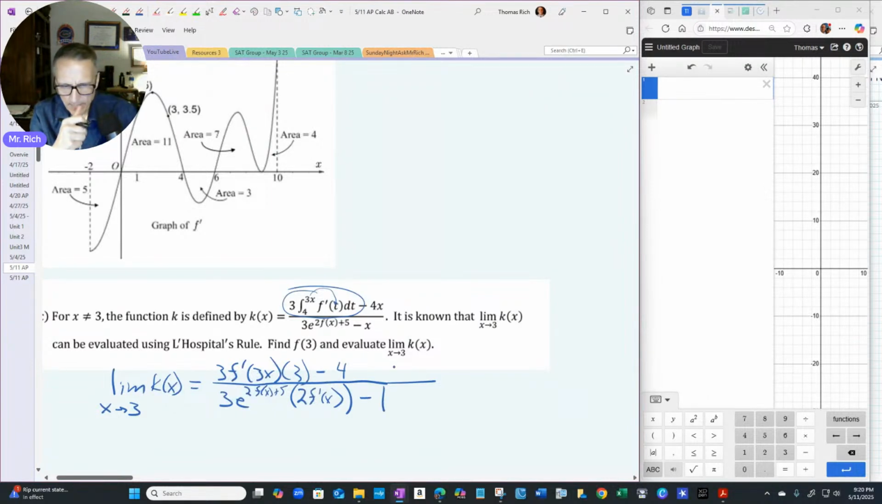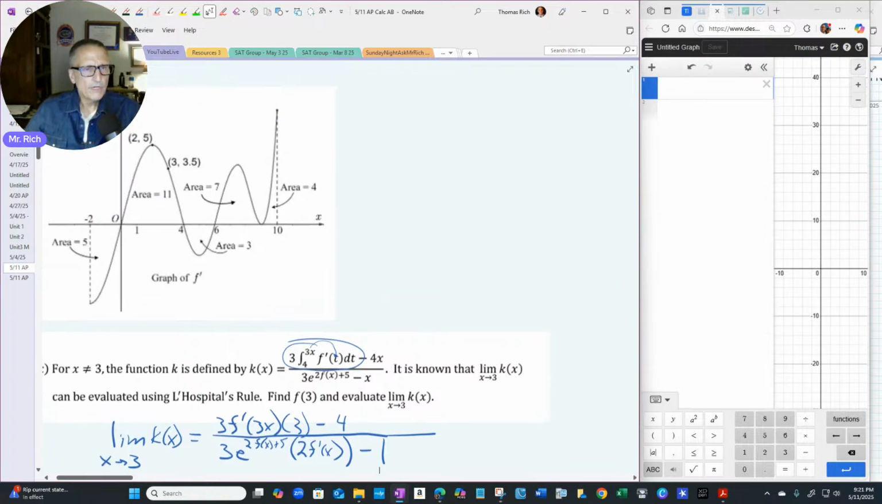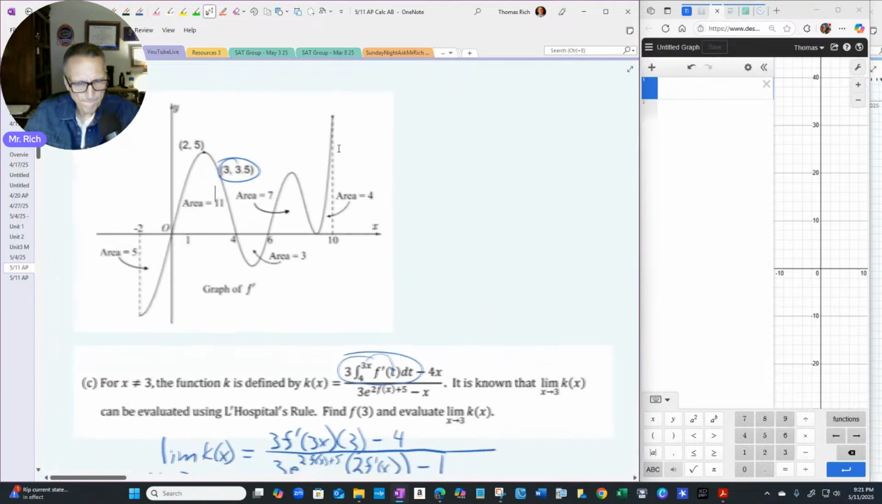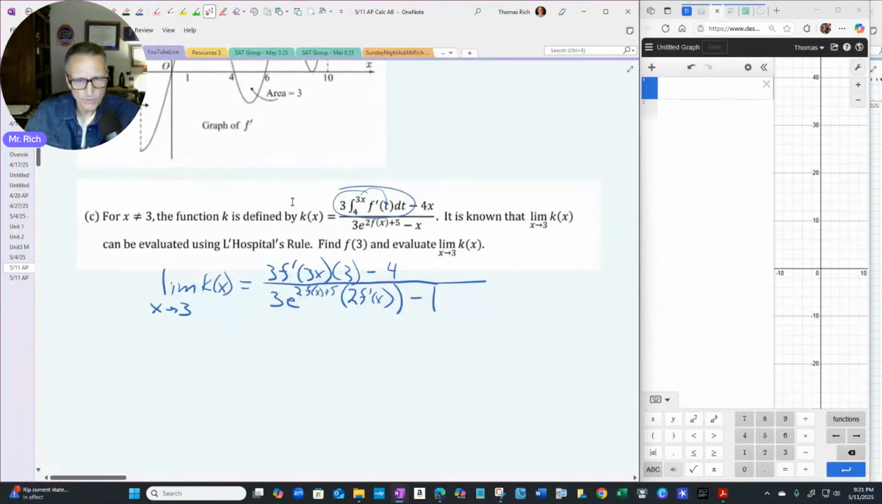Now, it wants us to find f of 3, which is interesting. So we know up here f prime of 3, which is interesting. They tell us what that is, but let's see where we go from here. Now that we have taken the derivative of the top and bottom by L'Hopital's rule, we can then do direct substitution once again.